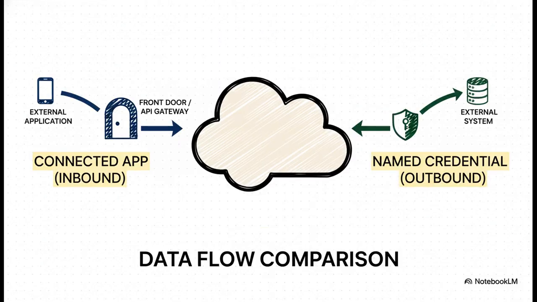Okay, quick recap. Let's put these two side by side so it's crystal clear. A connected app, that's for inbound connections. It's the front door into Salesforce for external apps. A named credential, that's for outbound connections. It's the secure tunnel out of Salesforce to other systems. They're two sides of the same security coin.